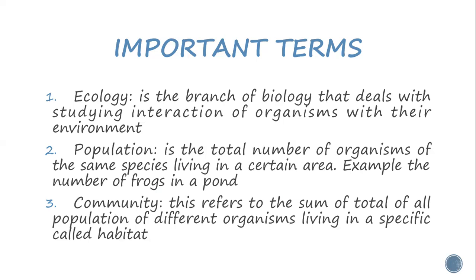The third one is the community. Community refers to the sum total of all the populations of different organisms living in a specific area that is called the habitat. So a community is just the sum total of all the populations of different organisms. So when populations are grouped together, we call it a community. They form a community that is the sum of all the various populations of different species of organisms living in a specific area that is called the habitat.